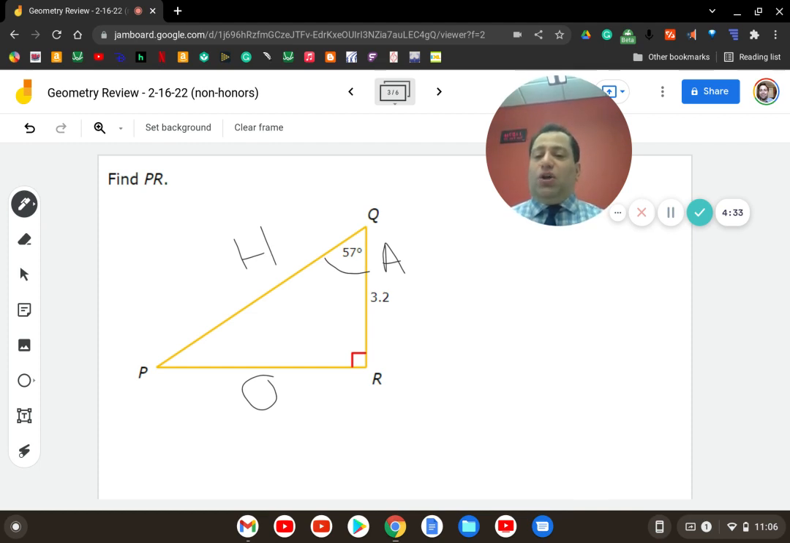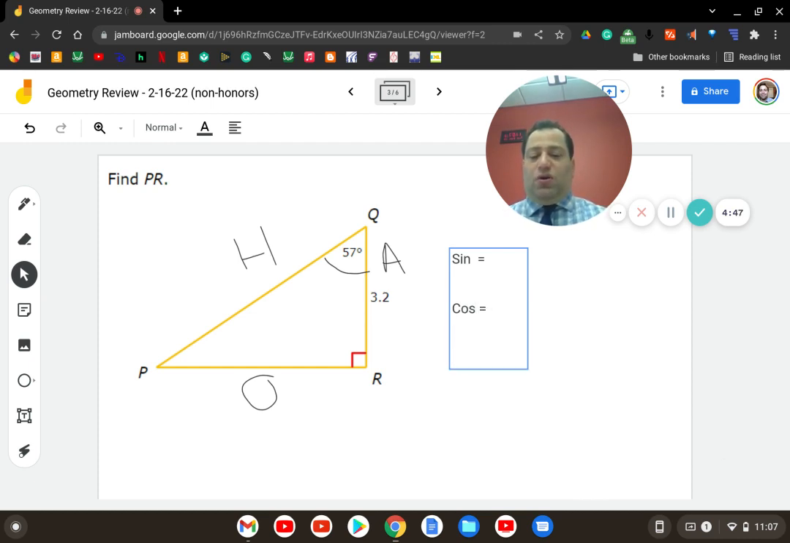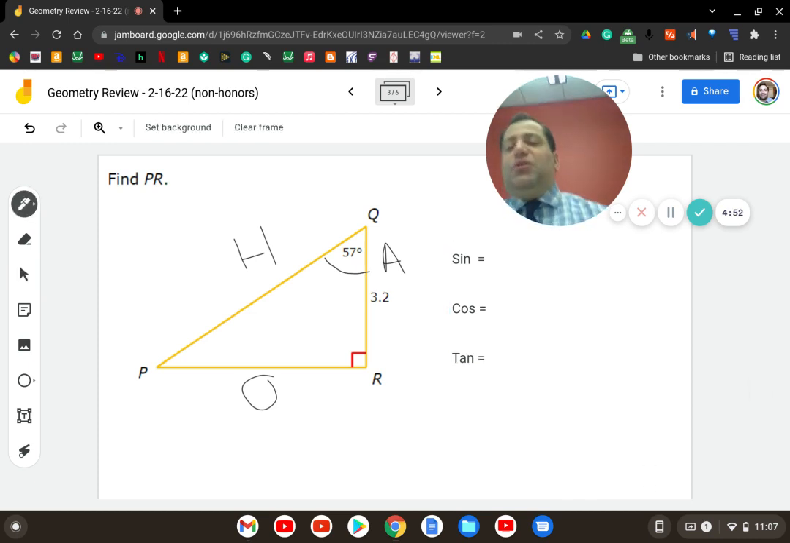We learned in class that there were 3 trigonometric ratios that we were going to use. The first one is called sine. The next one is called cosine. And the third one is called tangent. Each one of these has a particular ratio. Sine is equal to opposite over hypotenuse. Cosine is equal to adjacent over hypotenuse, and tangent is equal to opposite over adjacent.